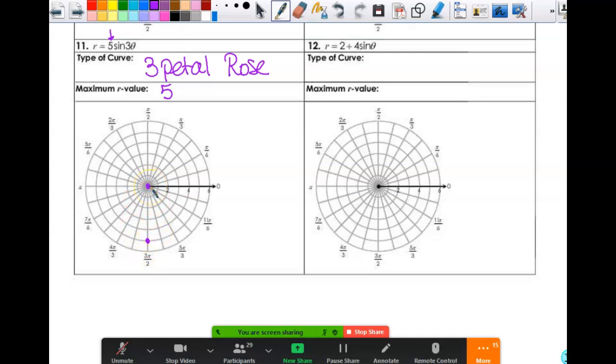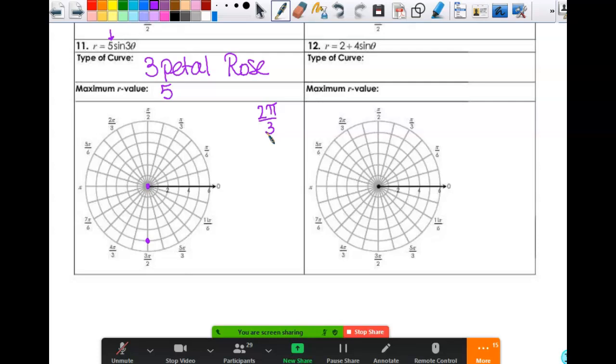I also know that the other ones have to be evenly distributed. So I have to take my whole circle and divide it by 3. My whole circle is 2 pi. When I divide it by 3, I get 2 pi thirds. So that's how far apart they are from each other. Does that make sense to you?